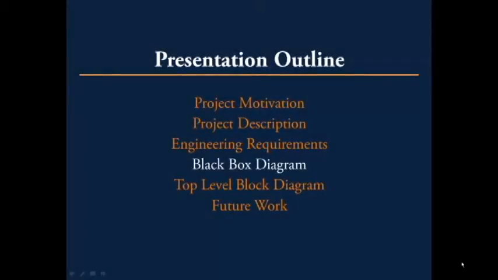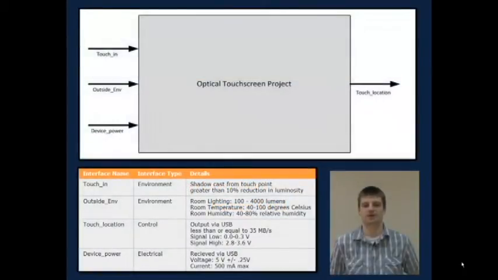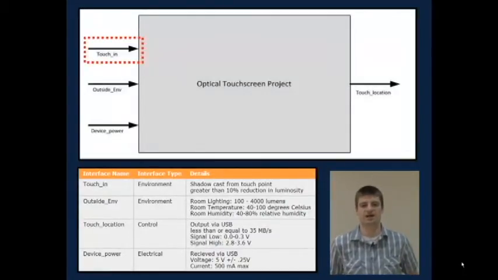Next, I will go over the top-level black box diagram. As you can see, we have 3 inputs and 1 output. The 3 inputs we have are the touch input, device power, and outside environment. The touch input is a shadow cast by the finger or pointer onto the touch point. The second input is the device power.